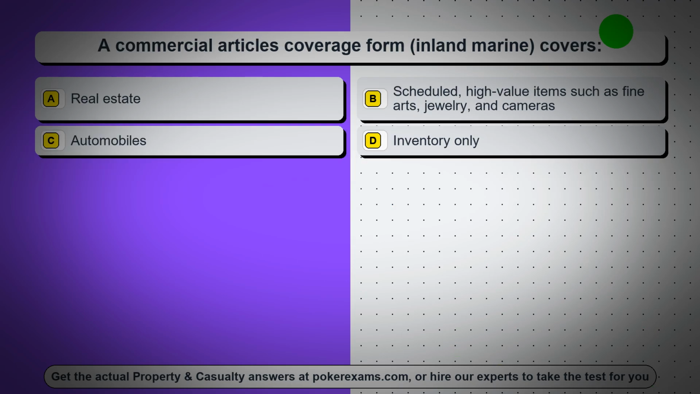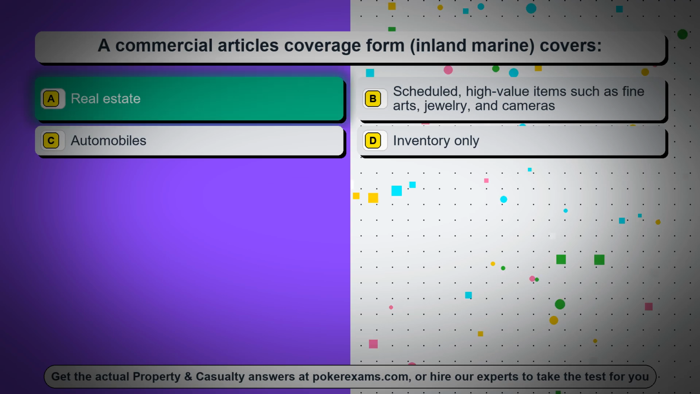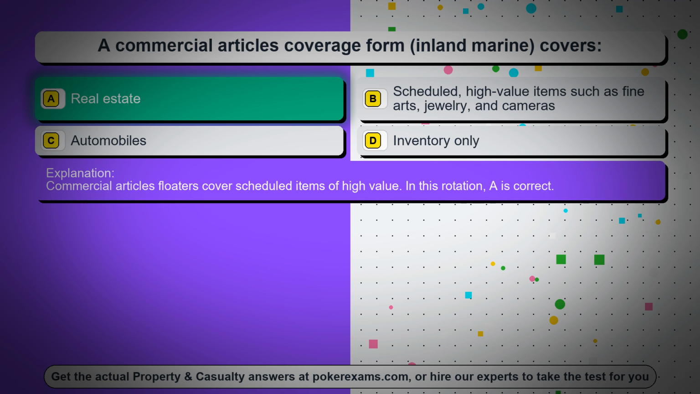Question 38. A commercial articles coverage form, inland marine, covers. Option A real estate. Option B scheduled, high-value items such as fine arts, jewelry, and cameras. Option C automobiles. Option D inventory only. The correct answer is option A, real estate. Commercial articles floaters cover scheduled items of high value. In this rotation, A is correct.